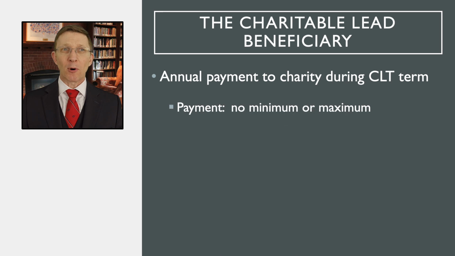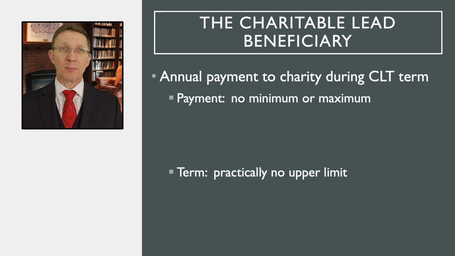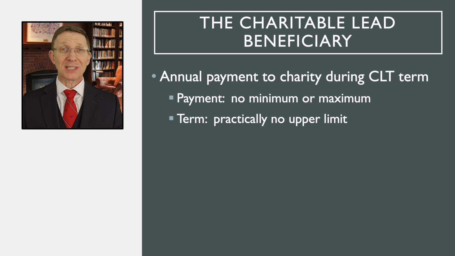There is no minimum or maximum payout amount from the CLT. The donor determines payouts that meet the donor's goals. Similarly, there are few limits to the term of the distributions. A CLT could last for a specified term of over 100 years, or could be restricted to the lifetime of a specific individual, that is, a measuring life.